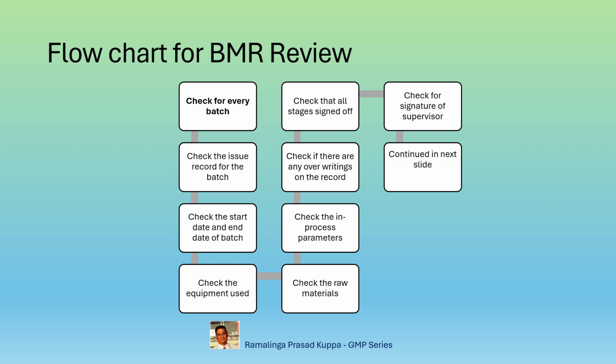The issue record should match with the valid version of the BMR. Check if full BMR was submitted for review. The process start date and completion date should be checked. Checking of the correct equipment, signatures of the personnel concerned, checking of inputs if they are from approved stock, process parameters, and sign off by the supervisory staff should be done. Let us see some more checks in the next slide.